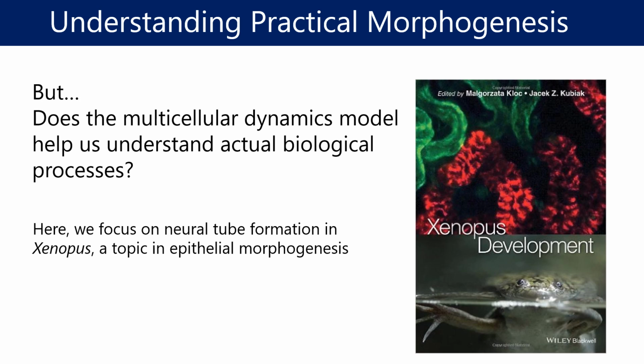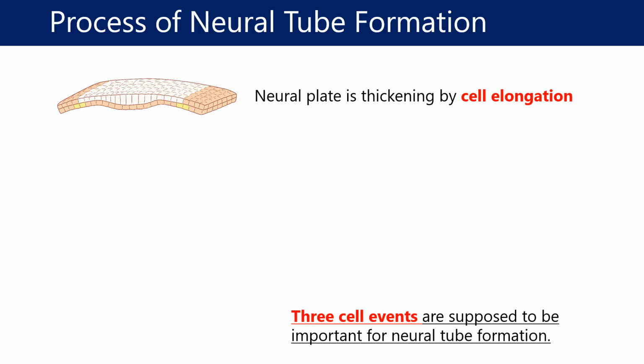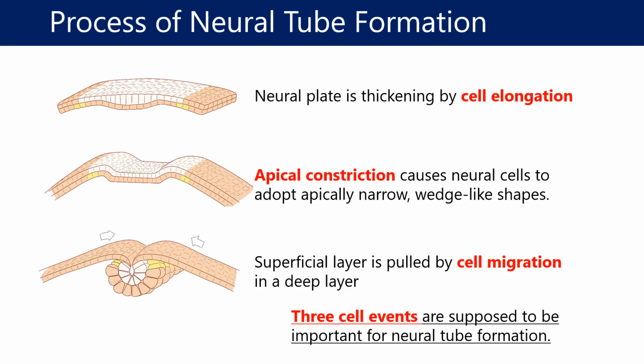Here, we focus on neural tube formation in Xenopus, an example of epithelial morphogenesis. This is the schematic of the process of neural tube formation. Xenopus neuroectoderm is stratified as a double layer. At first, a central region of the neural plate at the superficial layer is thickening by cell elongation. Then, a bending of the neural plate occurs due to apical constriction of the cells, as we saw in the previous slides. Thirdly, superficial layer cells are pulled by cell migration in a deep layer.